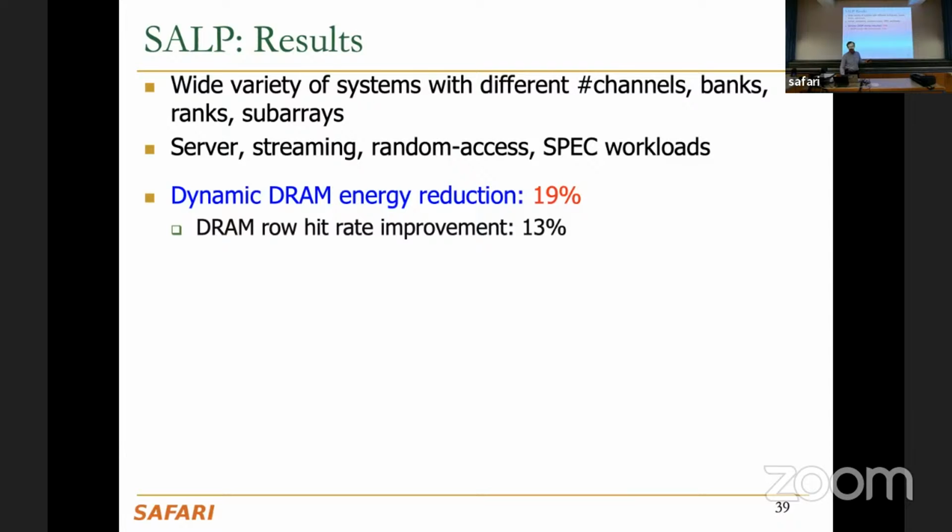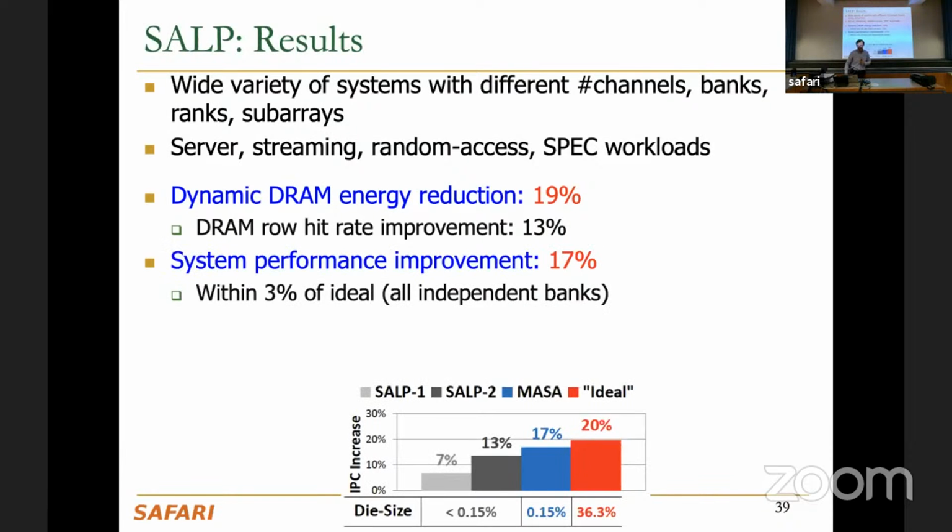But you can see that the energy reduction is actually significant because you reduce the row buffer conflicts. You reduce the impact of bank conflicts. And the system performance improvement is also significant. And according to our results, this is within 3% of ideal, meaning all banks are independent of each other. Well, all subarrays are independent, I should say that. Basically, you can think of subarrays as independent banks, right?